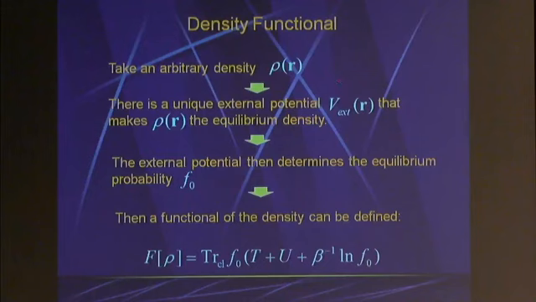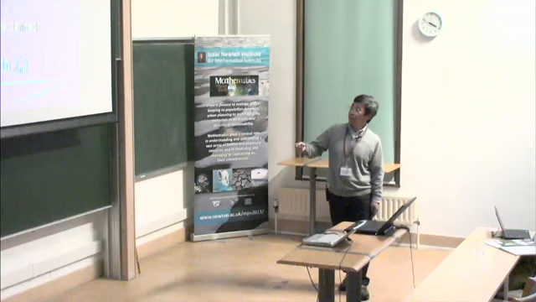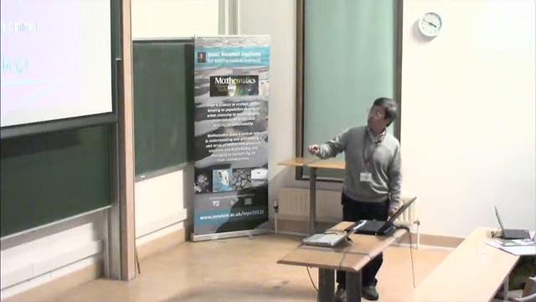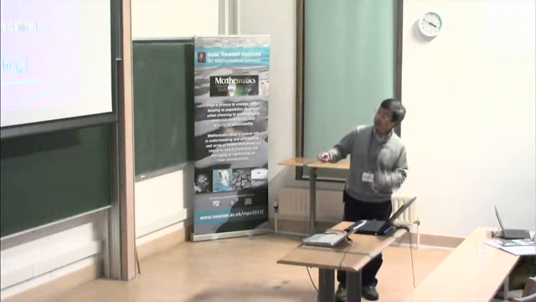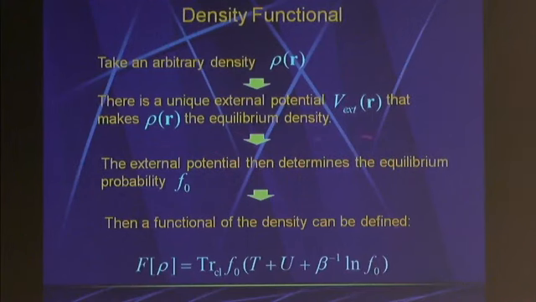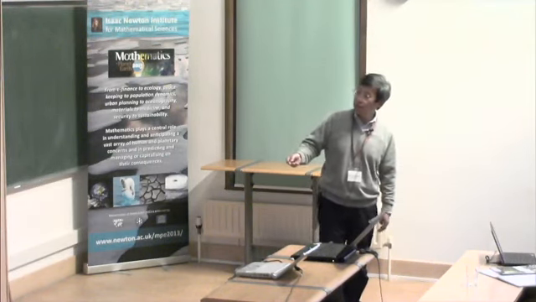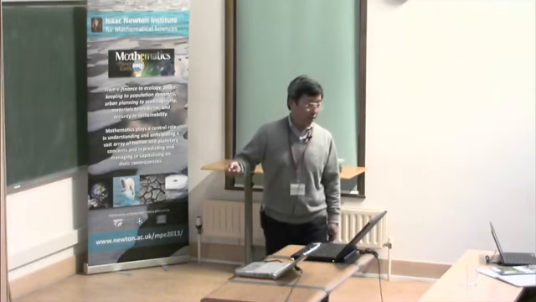but we can easily extend this to a more complex liquid like liquid crystals. So the density functional recipe is something like this. Take an arbitrary density, and there is a unique external potential Vext that makes the given density function the equilibrium density. And that external potential determines the equilibrium probability F0, and then we can find a functional that corresponds to F0.